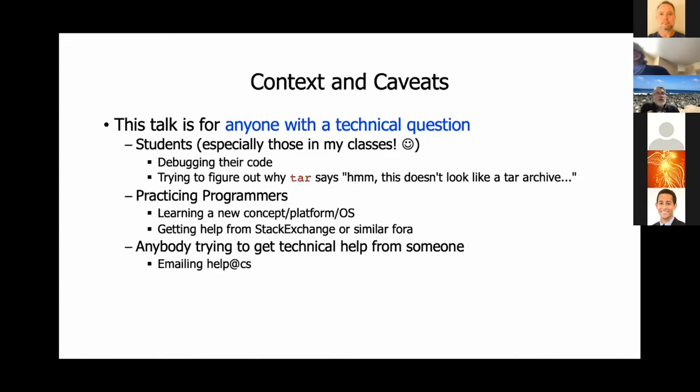But if you're trying to get help from Stack Exchange or some forum like that, then you want to be able to ask a good question, because people are more likely to help you if you know how to ask a question. And that includes our own technical support people. So if you're emailing help, all of this applies to that. It applies mainly to asynchronous written questions, right?